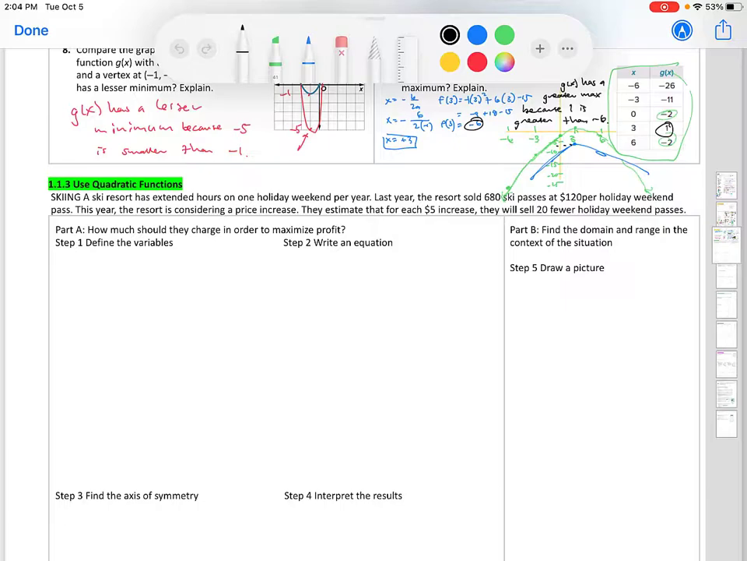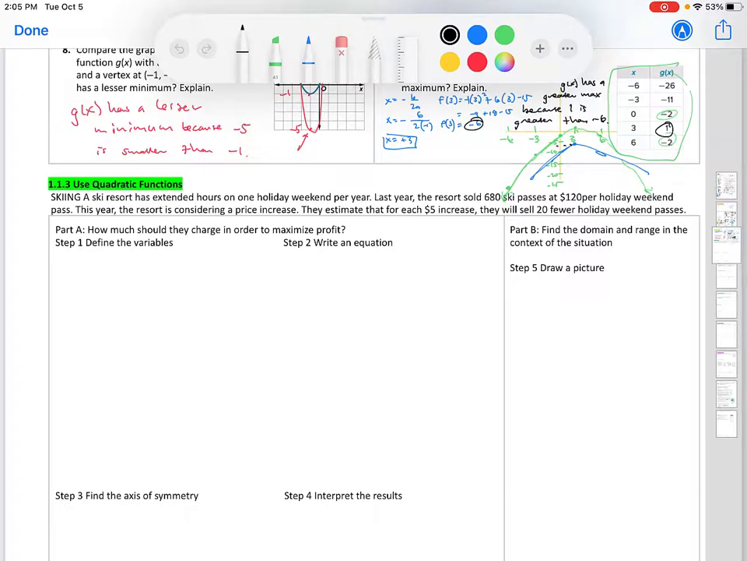Alright, let's go over 1.13 using quadratic functions. A ski resort has extended hours on one holiday weekend per year. Last year, the resort sold 680 ski passes at $120 per holiday weekend pass. This year, the resort is considering a price increase. They estimate that for every $5 increase, they will sell 20 fewer holiday weekend passes.